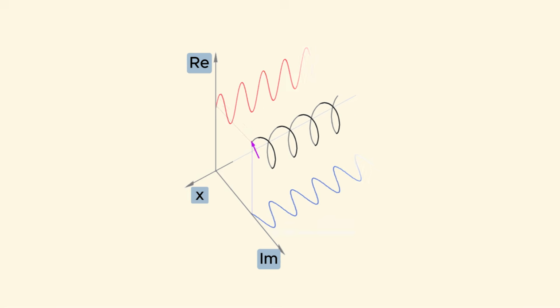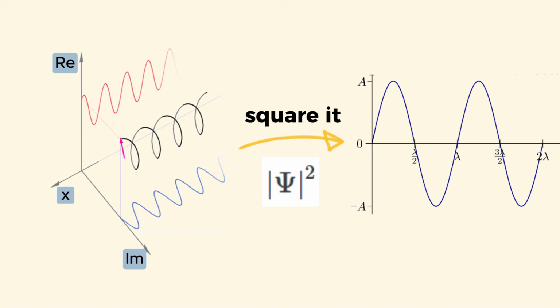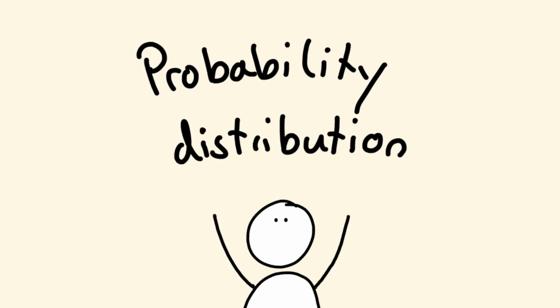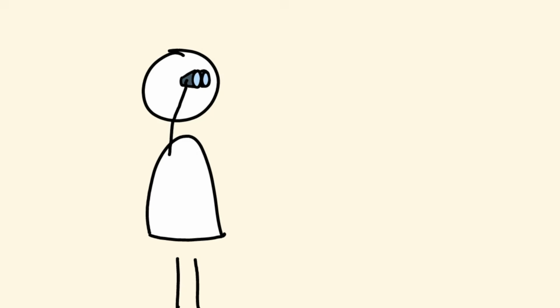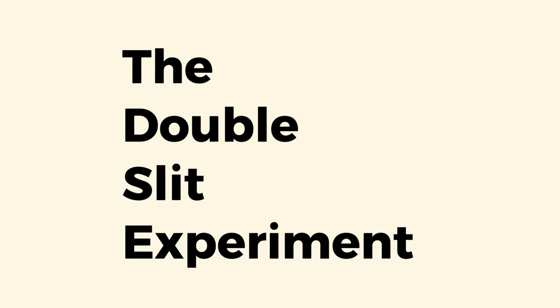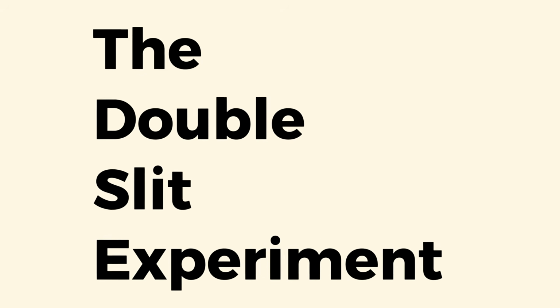The wave function is complex, but if you square it, you get something real. You get a probability distribution or probability density. What is a probability distribution? To explain that, let's look at the interference pattern of the double-slit experiment. You probably know this experiment. Shoot electrons at a screen but place a barrier in between, such that they can only go through 2 slits. And then look at the patterns appearing on the screen.